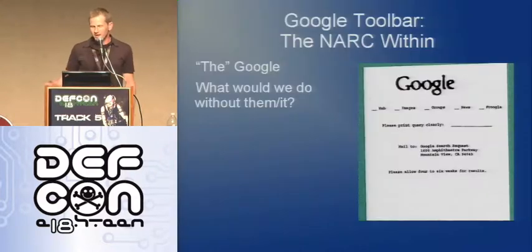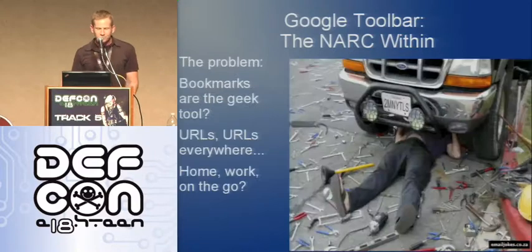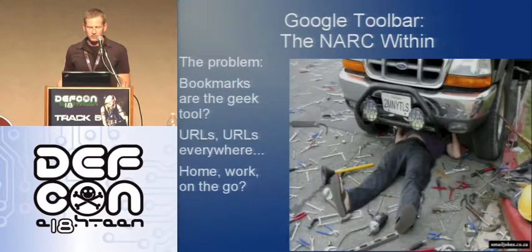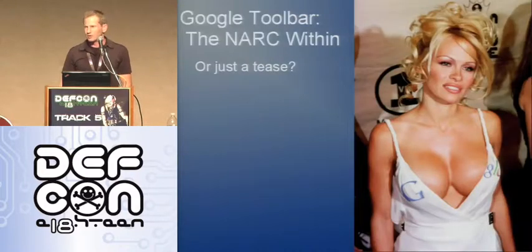Okay, so the Google, right? What would we ever do without these guys? What did we do before we had Google? The Google Toolbar specifically, what problem does this thing solve for us? So if you're a geek, if you've got a computer in front of you, you probably have a million bookmarks, right? And you have a million at home, you have a million at work. They're the geek tool, so they're everywhere on the go. So Google Toolbar sure seems like the solution, right? Or, as we're going to talk about here, is it really just a tease?